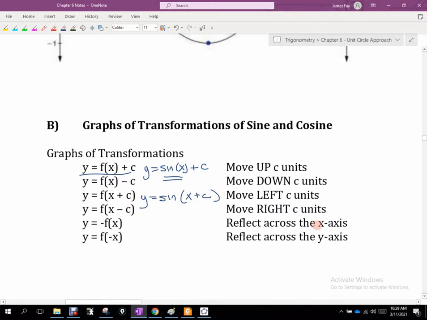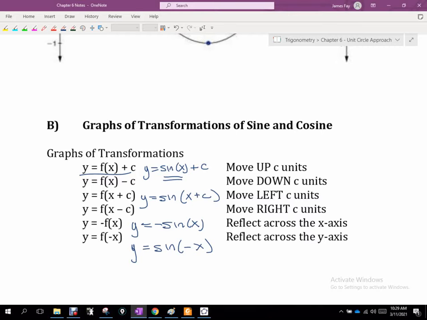An x-axis reflection: if I had x squared and I multiply by a negative, it flips over the x-axis, right? So if I have sine of x and I multiply by a negative, it's going to reflect it over the x-axis. Y equals sine of negative x, like that, is going to reflect across the y-axis. And if we wanted to, we can use our even-odd properties. If somebody gives me y equals sine of negative x, our even-odd properties tell us that's the same thing as negative sine of x.